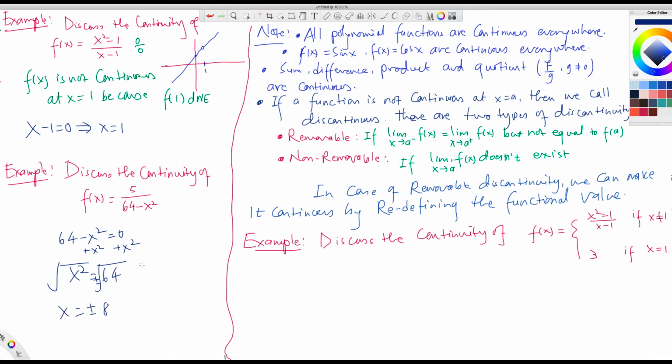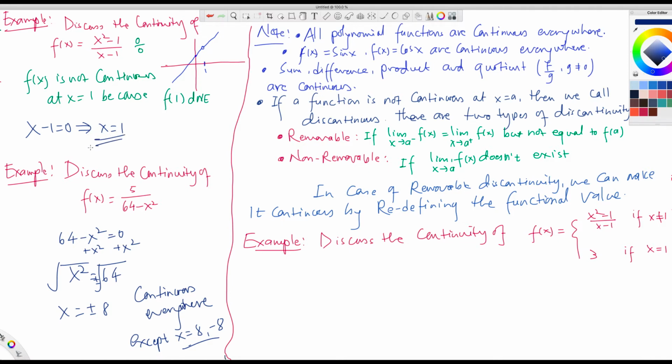So this function is continuous everywhere except at positive 8 and negative 8. So continuous everywhere except x equals 8 and negative 8. This is the answer for that. Okay, so this function is not continuous everywhere. It is continuous everywhere except negative 8 and positive 8. This function is also continuous everywhere except x equals 1.